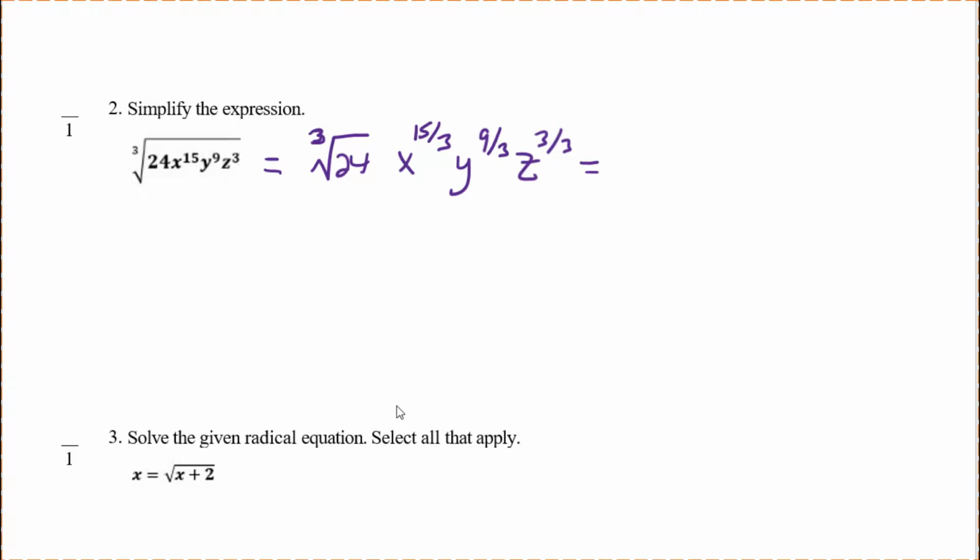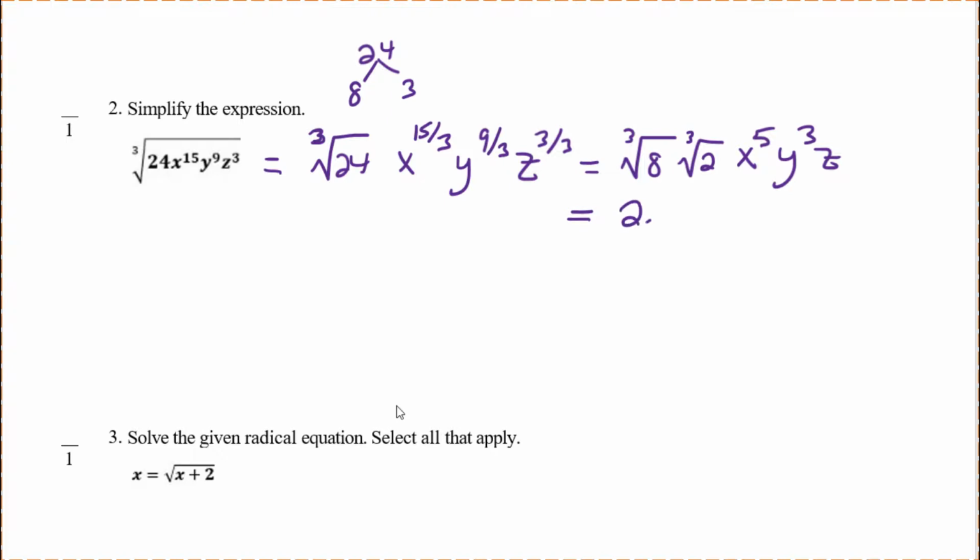All right, so now we're going to break the 24. 24 can break into 8 and 3. And the cube root of 8 is 2 because 2 times 2 times 2 is 8. So this can break up into cube root of 8 and cube root of 3. And then 15 divided by 3 is 5. 9 divided by 3 is 3. And 1 divided by 3 is to the 1 third power. Cube root of 8 we said was 2. So we have 2 cube root of 3, x to the 5th, y to the 3rd, and cube root of z.